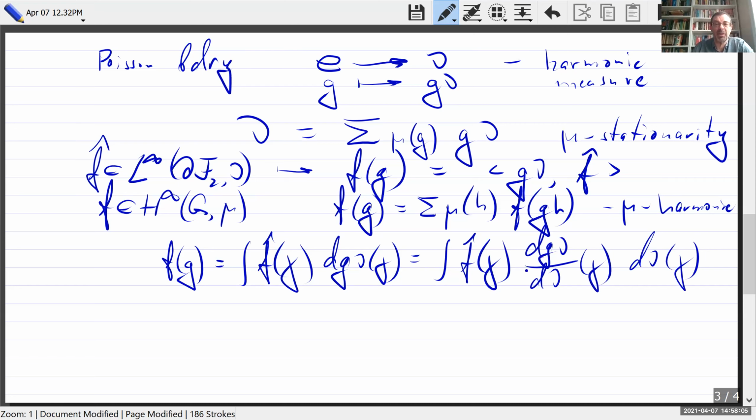And in this way, this formula looks precisely like the classical Poisson formula for harmonic functions in the unit disk. So this is precisely an analog of the Poisson kernel. Or actually, the Poisson kernel is also written in precisely this way because the Poisson kernel is nothing but the Radon-Nikodym derivatives of the corresponding measures on the boundary.